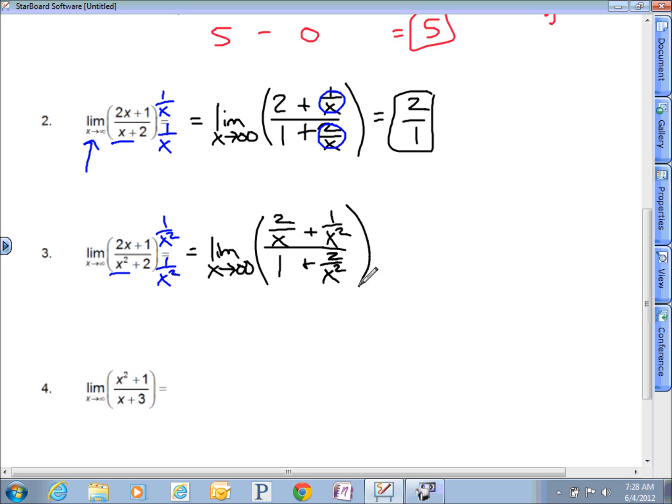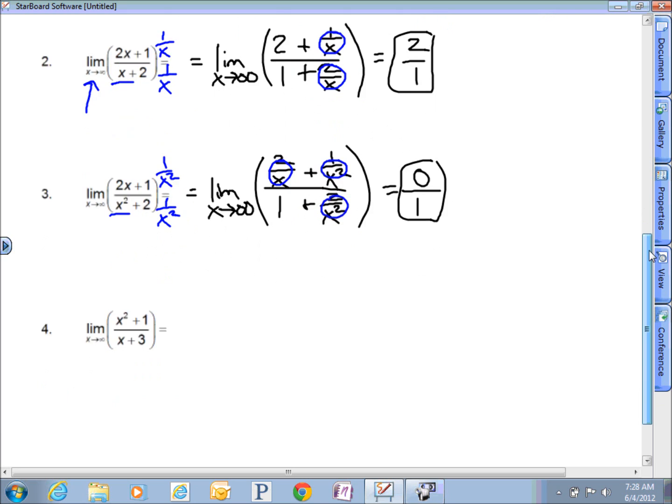And let's see what we've got. Anybody that's got an x in the denominator is effectively going to become a 0. So we're looking at a limit here of 0 over 1, or of course 0. And if we had asked where that function would have horizontal asymptotes, it would have a horizontal asymptote at y equals 0.